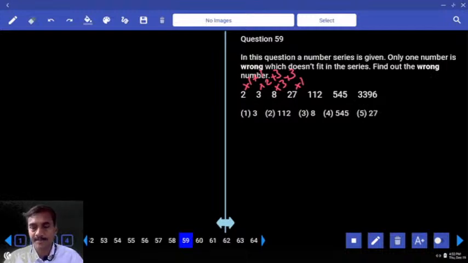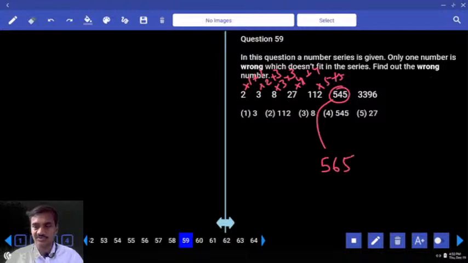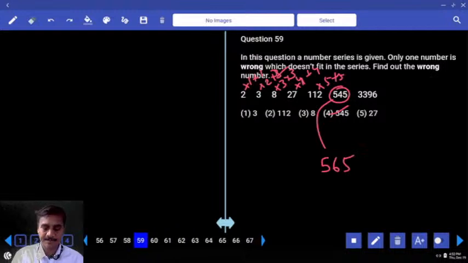How much? 27 into 4 plus 4, 54, 54, 108 plus 4, 112. The next one, into 5 plus 5. 112 into 5, 560 plus 5, 565. Then what is the answer we have? Choice 4, 59. Must have been into 1 plus 1, into 2 plus 2, into 3 plus 3, into 4 plus 4, into 5 plus 5. Then choice 4 is the odd one.